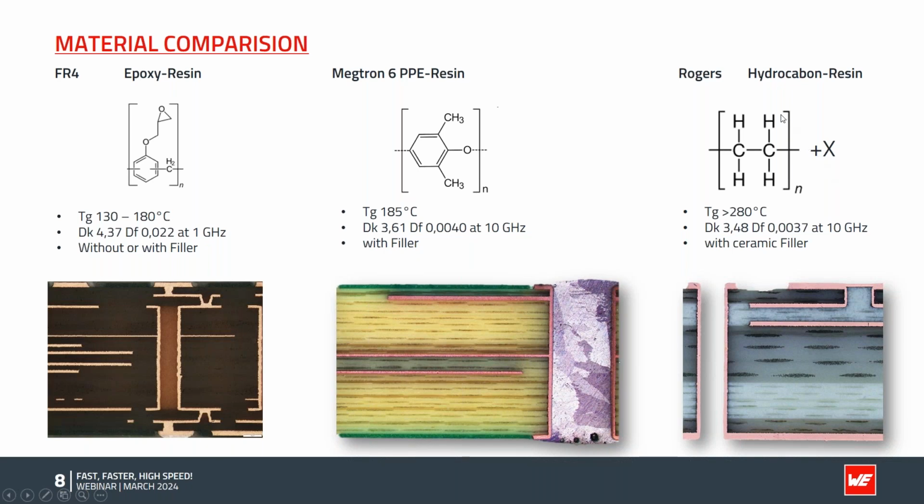Another comparison or example is the Rogers material. There we have a hydrocarbon basis, that they are pretty top secret, what really is inside the material. And also they have ceramic fillers, which make this typical white color of the material. The parameters are pretty in the same range as the Mectron 6, but has a very high TG value.